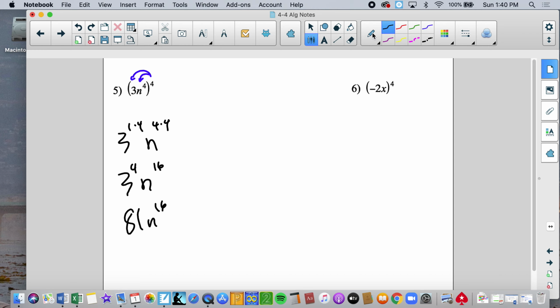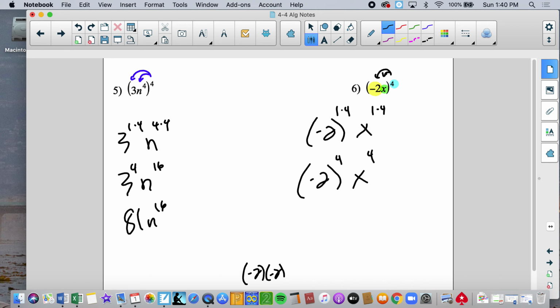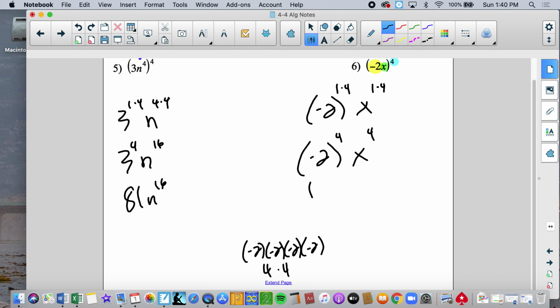Whoa, look at this. Look at that coefficient. Coefficient is negative 2. The other variable is x, and we have to distribute that 4. We have to be careful about how we write this. So I have to write negative 2 with parentheses because that negative has to be attached to the 2. And that's to the 1 times 4, x to the 1 times 4. So we have negative 2 to the 4th, x to the 4th. Negative 2 to the 4th is negative 2 times negative 2 times negative 2 times negative 2. That gives me 4 times 4, so that's 16 x to the 4th.